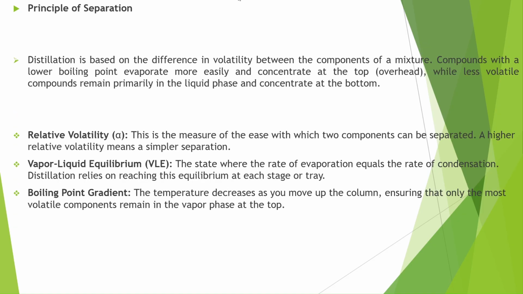Principle of separation. Distillation is based on the difference in volatility between the components of a mixture. Components with lower boiling points evaporate more easily and concentrate at the top of the column. Less volatile components remain mainly in the liquid phase and concentrate at the bottom. This process depends on vapor-liquid equilibrium and relative volatility.